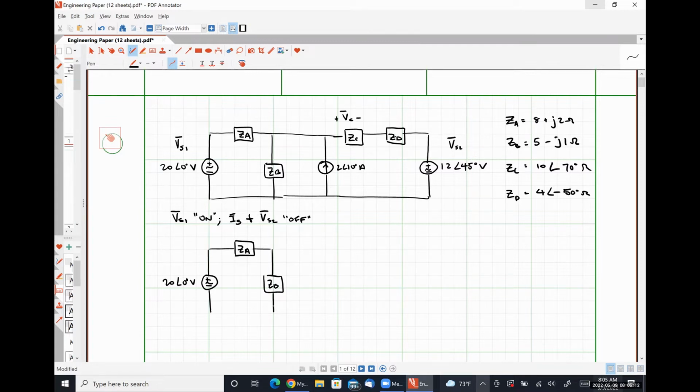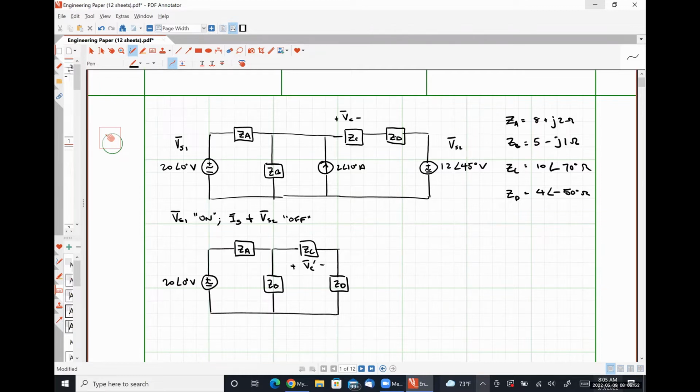Since our current source is going to look like an open circuit, I'm just not going to draw it at all since it's effectively removed. So here is ZC. And since our 12 angle 45 degree source is a short circuit, I'm just going to slide ZD down over here to the right, like so. And we are trying to determine this phasor voltage, VC prime.